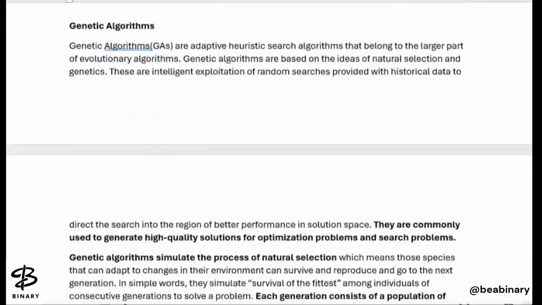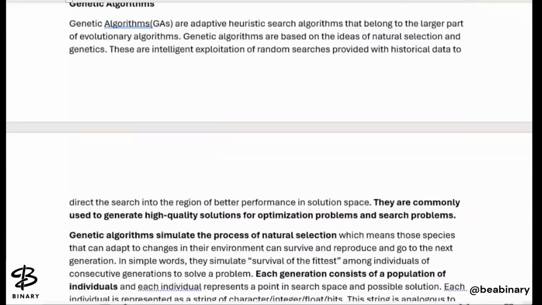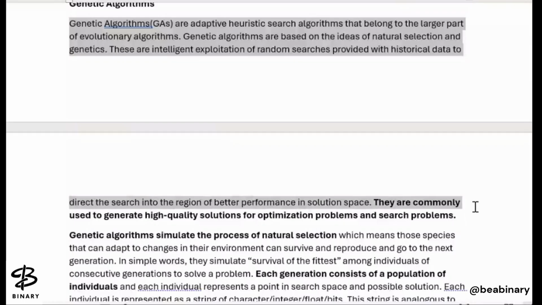Genetic algorithms are adaptive heuristic search algorithms that belong to the larger part of evolutionary algorithms. They are based on the ideas of natural selection, as we have talked about, and genetics. They are an intelligent exploration of random searches provided with historical data to direct the searches into a region of better performance in a solution space.